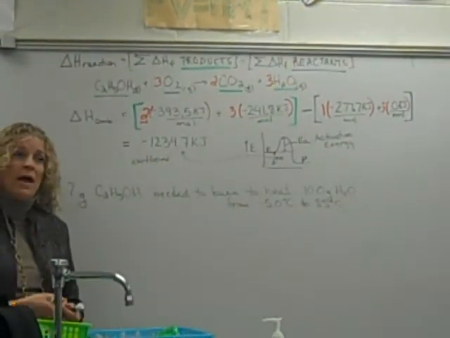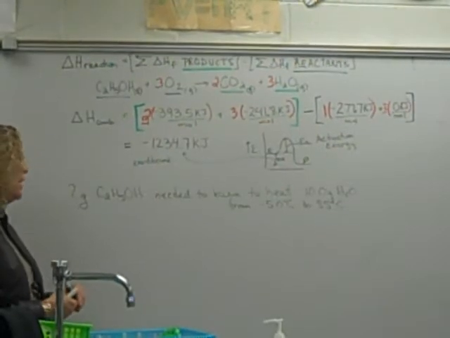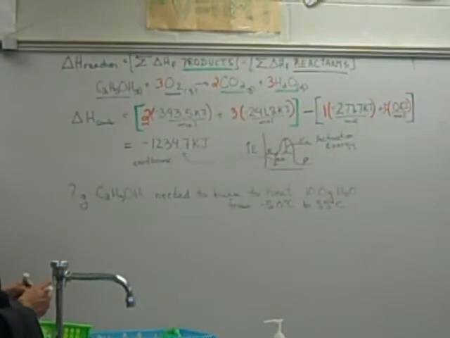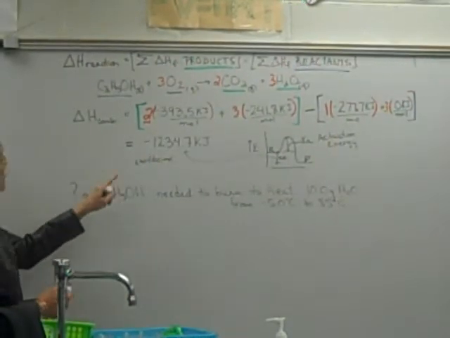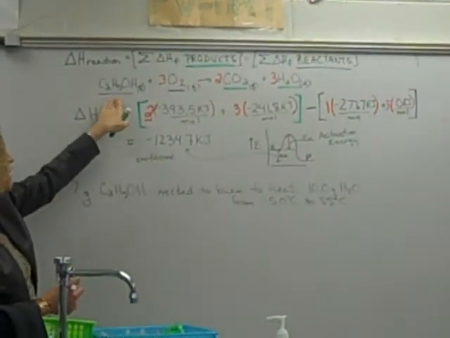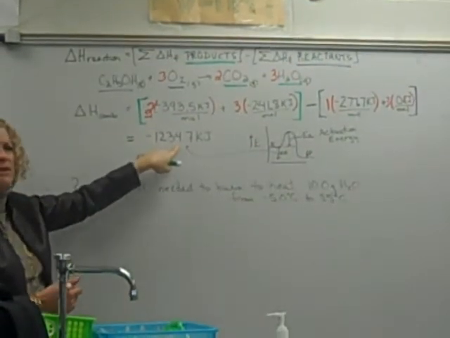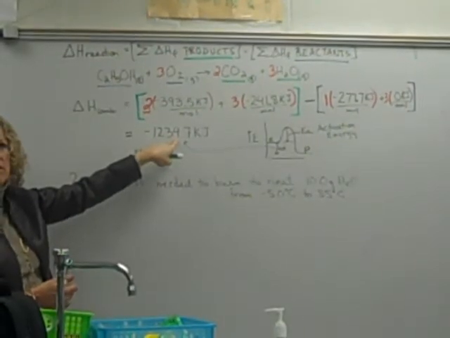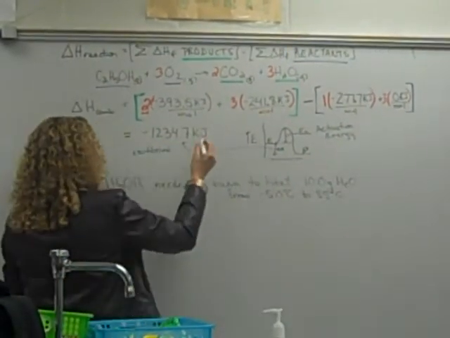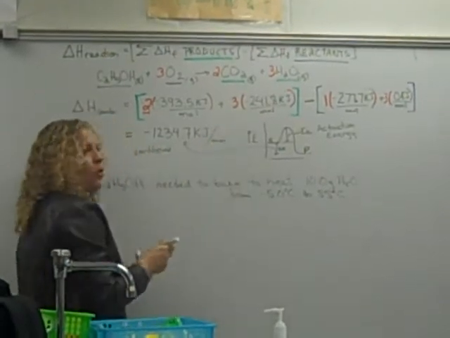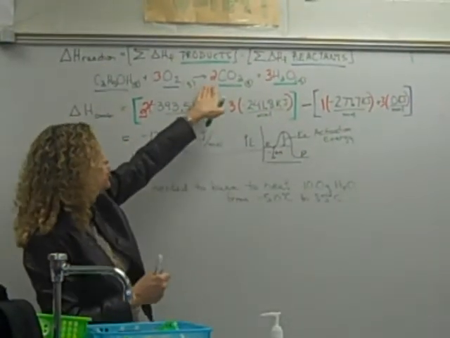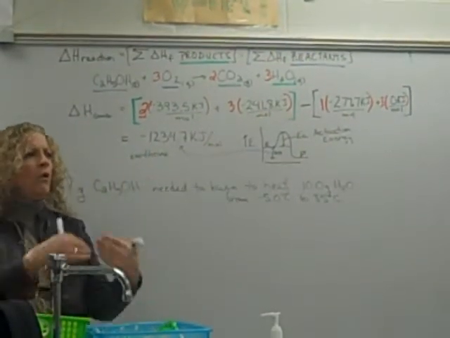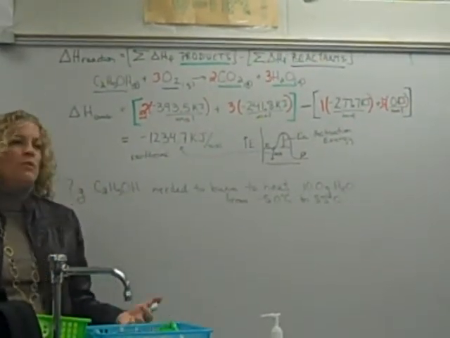Very similar to what you had in WebAssign. It'll give you a model. Now, what we've done is we've figured out that when we burn this, we get negative 1234.7. How much of this do we have to burn in order to get all of this heat? A mole. So this is in terms of a mole, and that's why we just assumed 2 moles, 3 moles, etc. Do you always burn a perfect mole? No. We just burn what we've got.